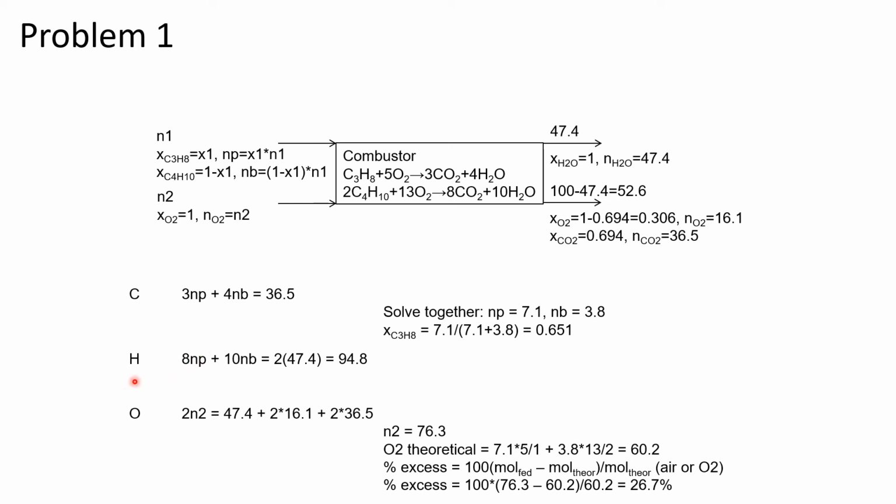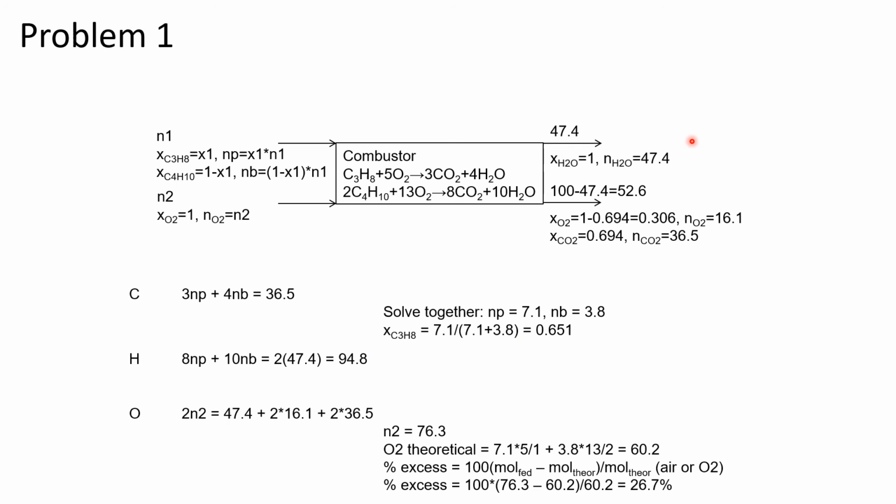Let's move on to hydrogen. The hydrogen flow rate coming in, we'll have to compute for the hydrocarbon stream for each of the components in it. So for the propane, there are 8 hydrogen atoms per propane molecule, so we'll take 8 times the flow rate of propane. Or add to it the hydrogen flow rate associated with butane. Butane has 10 hydrogen atoms per butane molecule, so we'll take 10 times the flow rate of butane. There's no hydrogen that comes in with the oxygen, so this is the total hydrogen coming in. We're going to set that equal to the hydrogen that comes out.